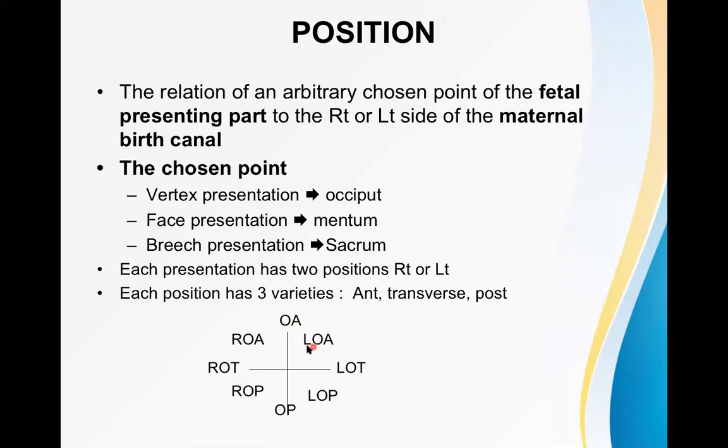Occiput is present towards the left side and anteriorly, left occiput anterior. This is left occiput transverse, and left occiput posterior. What do you mean by that? Occiput is present posteriorly and on the left side. Exactly in the midline is occiput posterior. Now this is right occiput posterior, right occiput transverse, and right occiput anterior. So this is known as the position of the fetal head in relation to the maternal pelvis.